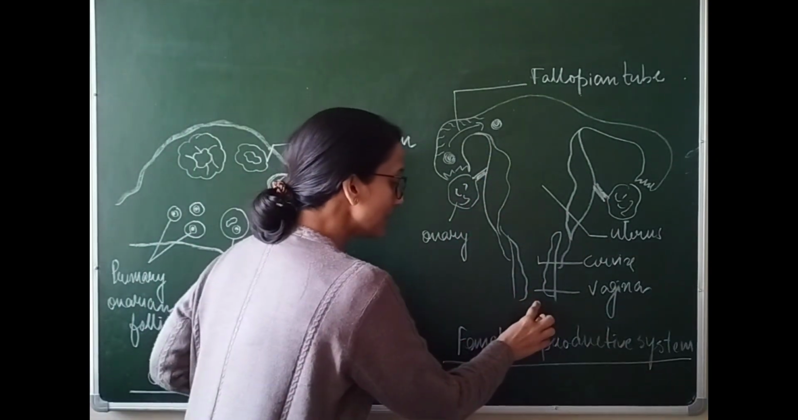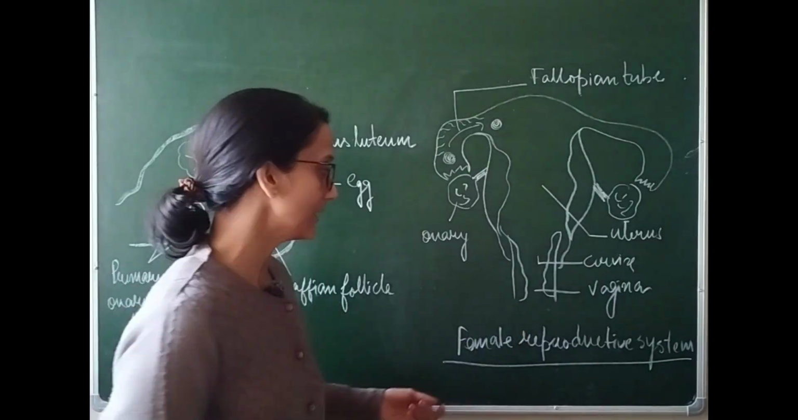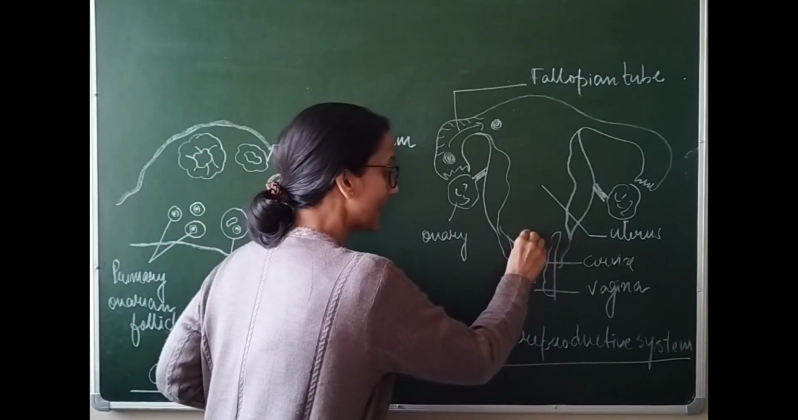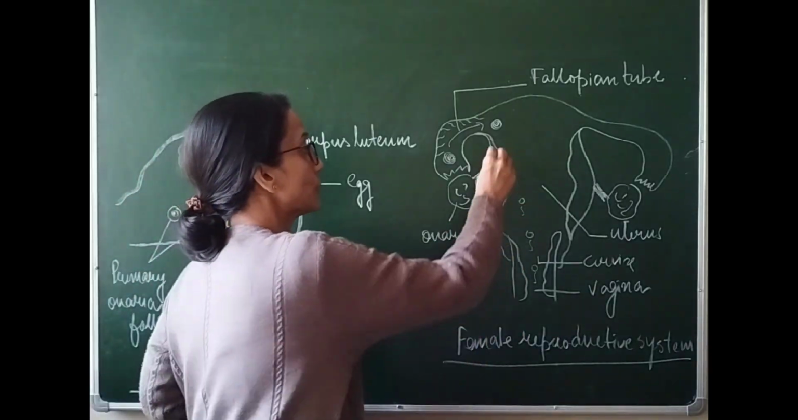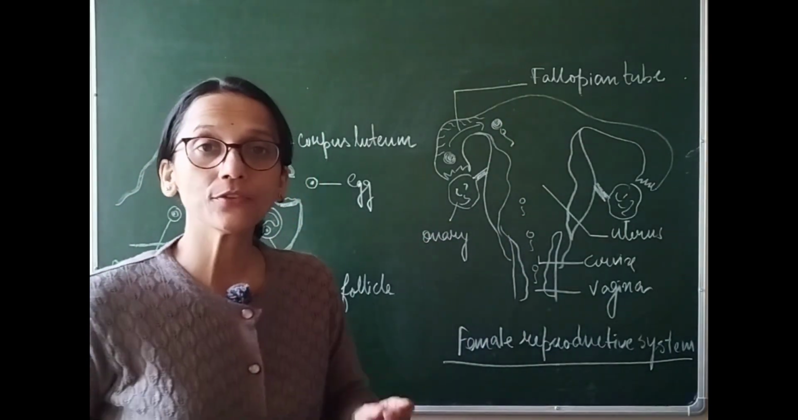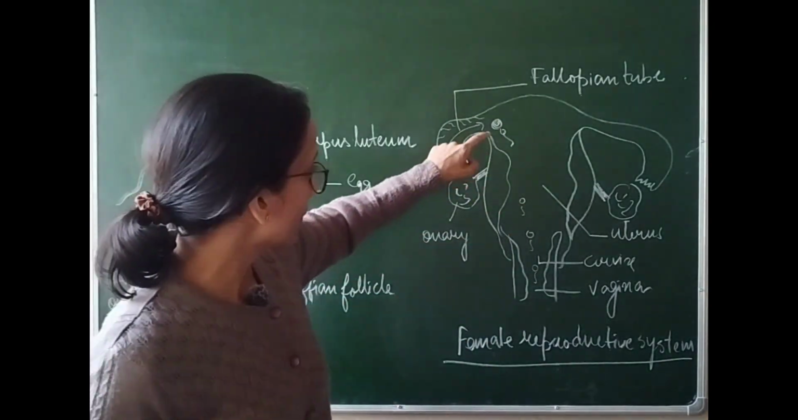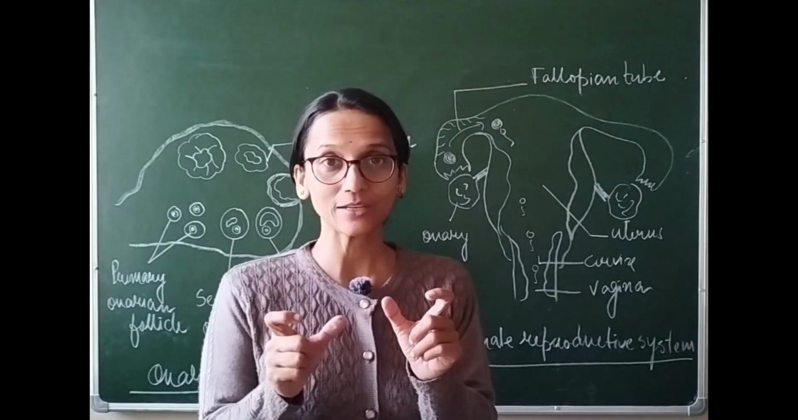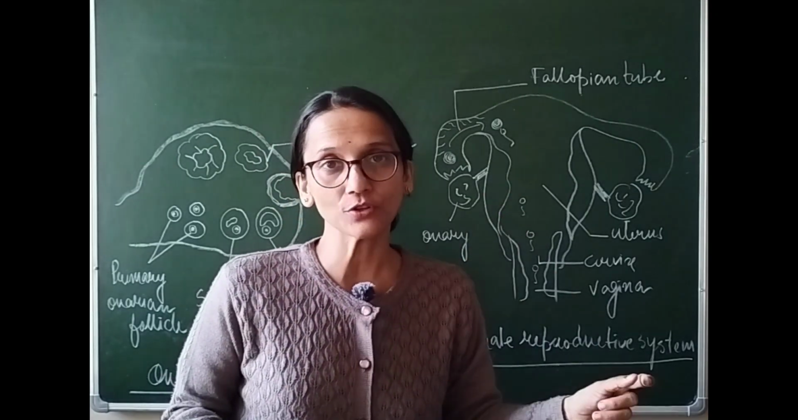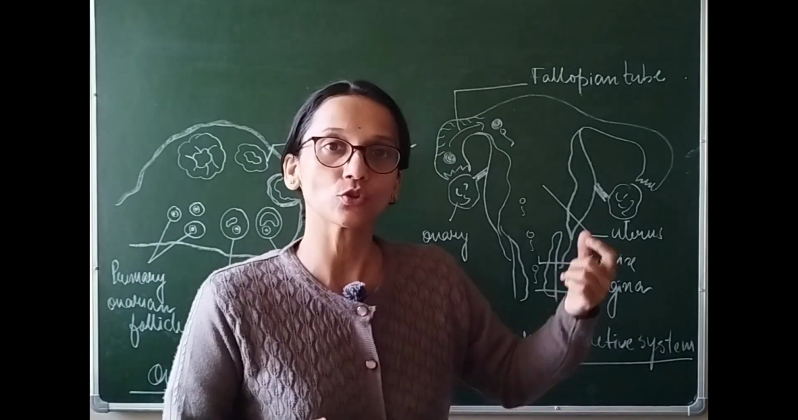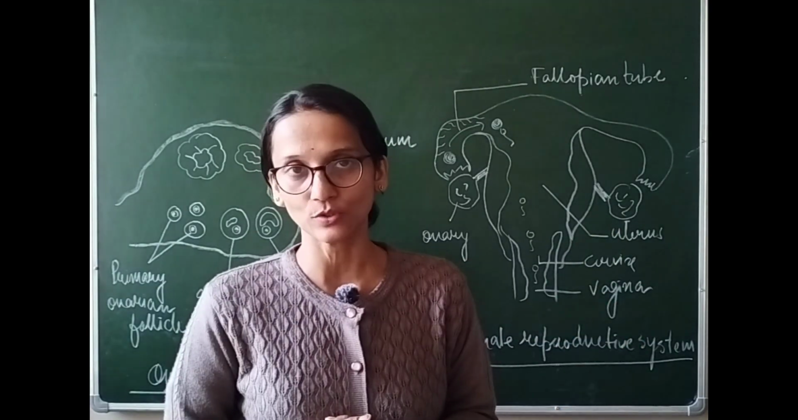So when the sperms are released in the female vagina, the sperms, since they are motile, can easily move through the vagina, then the cervix, then the uterus, and finally reach the fallopian tube. So the fallopian tube is that part of the female reproductive system where actual fertilization, meaning fusion of the male and the female gamete, takes place. That means fusion of the egg and the sperm.